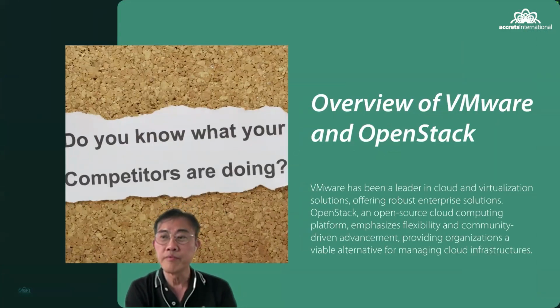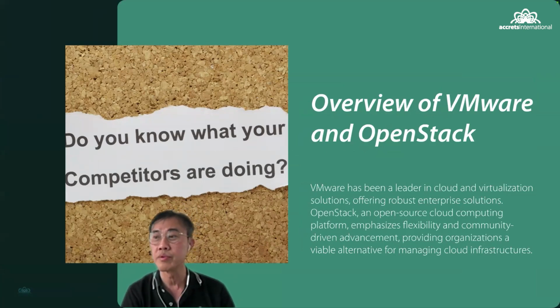So, an overview of VMware and OpenStack. VMware has been the leader in cloud and virtualization solutions, offering robust enterprise solutions. OpenStack, on the other hand, is an open source, community-developed system. It's definitely more flexible. It's driven by community, and a viable option if you are looking at cloud orchestration and things like that.